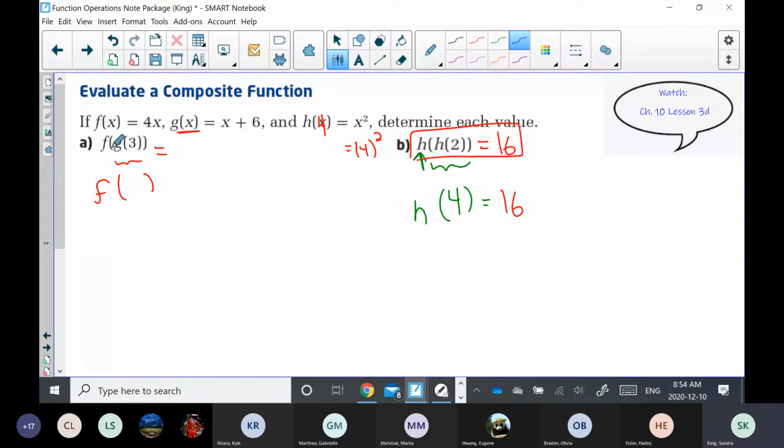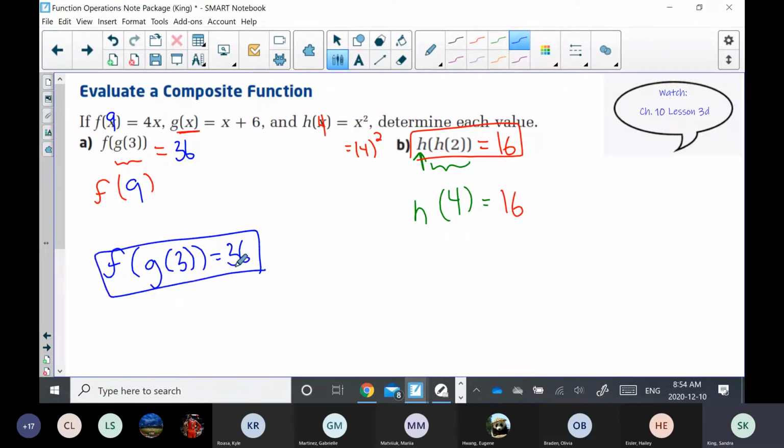Actually, Olivia, could you first tell me what you got for the g of 3, just to make sure that you did that correctly? 9. Yes. G of 3 is 9, and then she's now going to put 9 in the f function and calculate what she gets there. 36. The answer is 36. F of g of 3 is equal to 36. Okay.